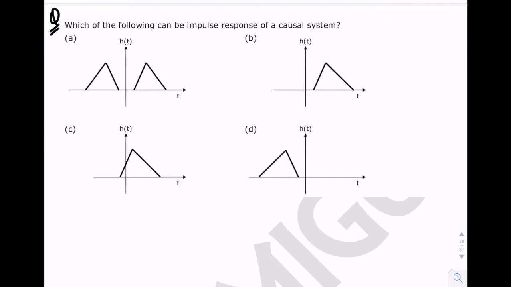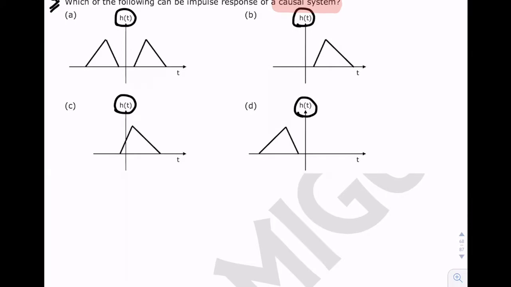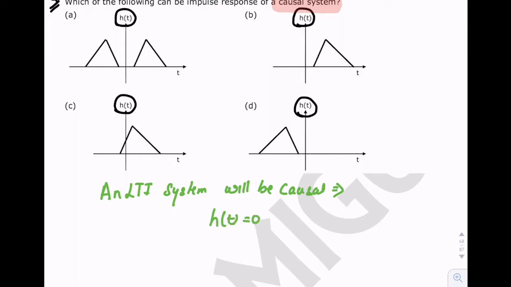So these are the impulse responses of the LTI systems. We have to find which of the systems is a causal system. Now as we know, an LTI system will be causal only when h(t) is equal to 0 for t less than 0. So what is the condition of causality? h(t) should be 0 for t less than 0.